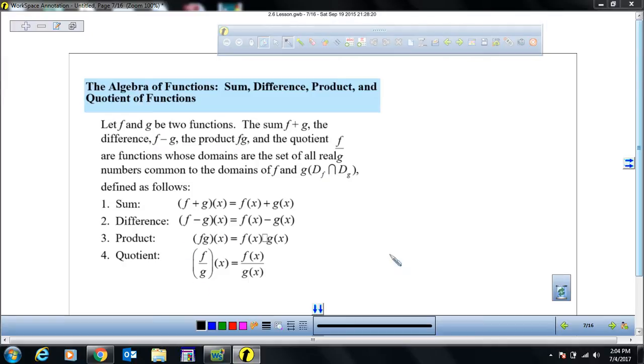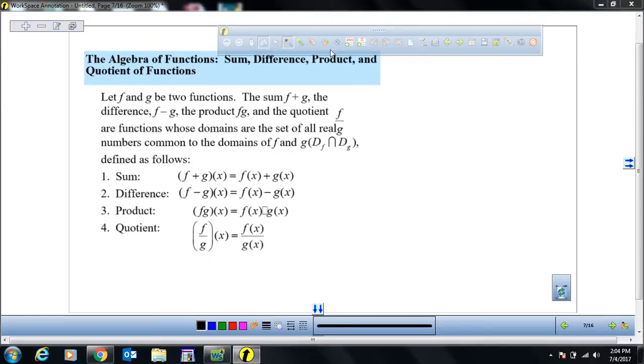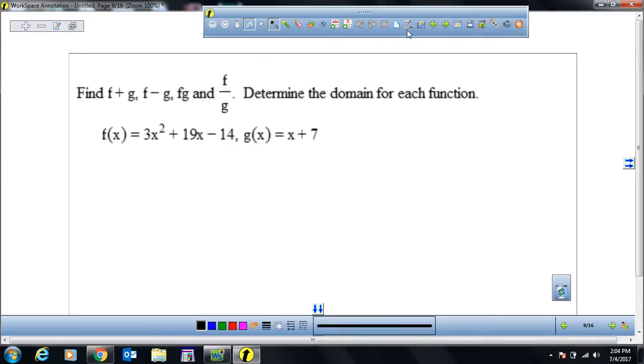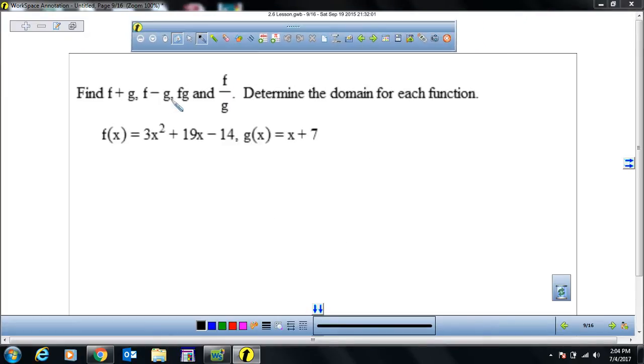Now for the quotient, there's one little thing. Because when we have a division, we need to exclude anything that causes the denominator to be equal to 0. With the exception of the quotient, all the other three will be exactly the domains of f and g combined. Now let's go ahead and talk about this problem right here. Find f plus g, f minus g, f g, and f over g, and determine the domain of each one of those functions.